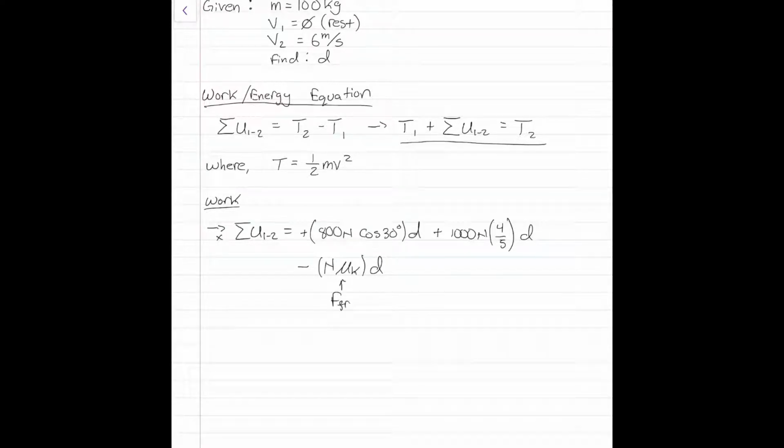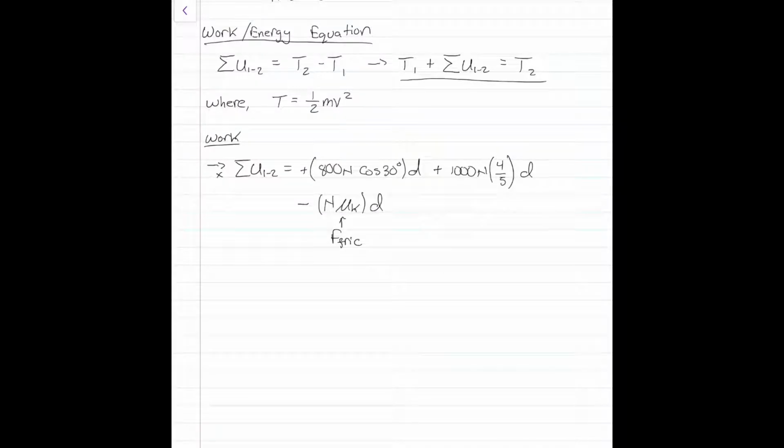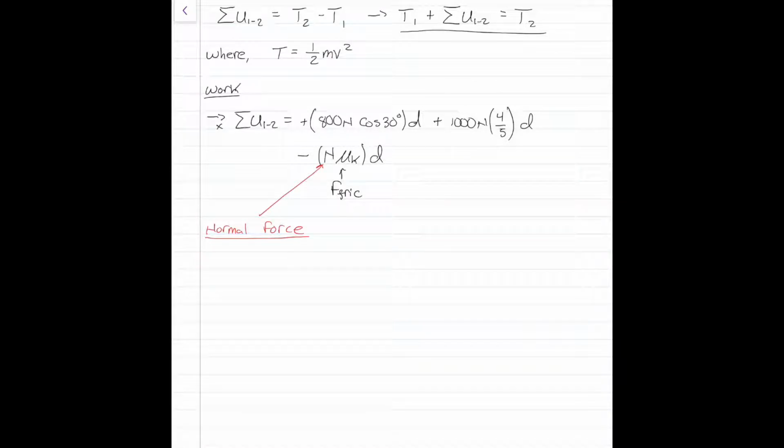And then this is minus the friction force, which is the normal force times the friction coefficient times the distance traveled. And that's a minus because it's opposing the direction of motion. The reason that the 800 and 1,000 Newton force is positive is because it's what's known as same sense. If the force acts in the same direction as motion, that is a positive work done on the object.